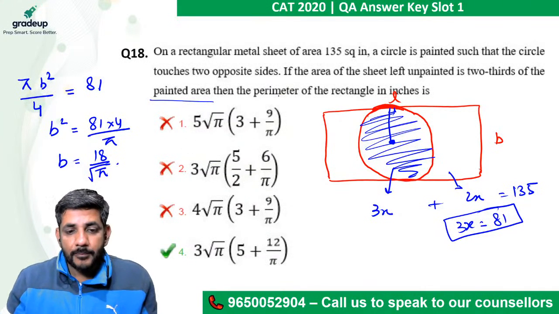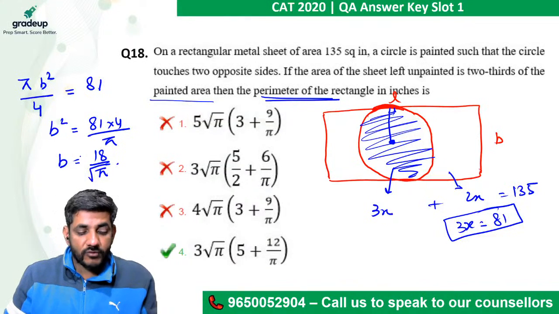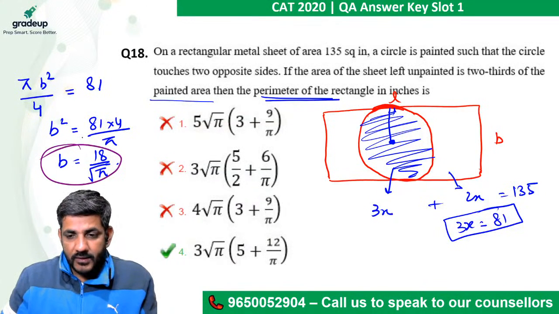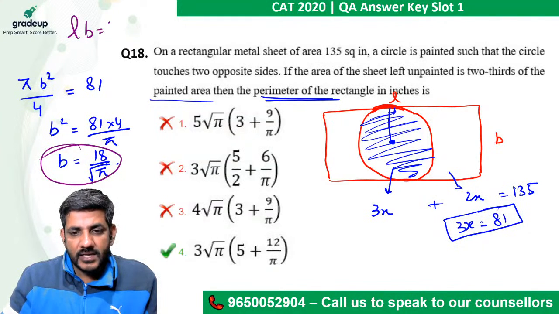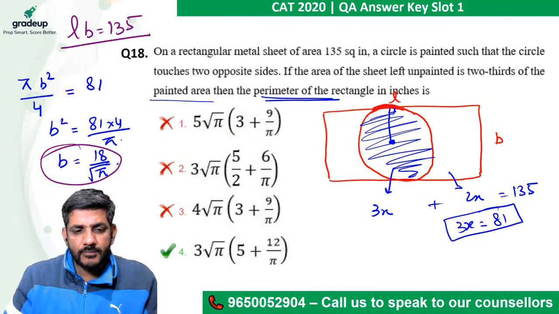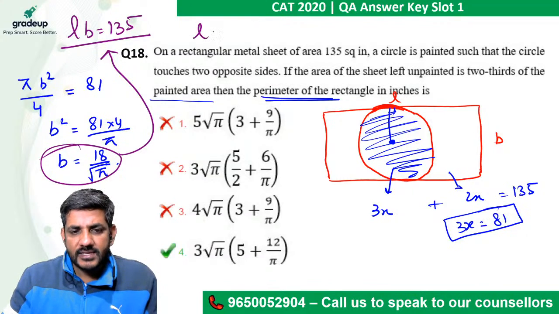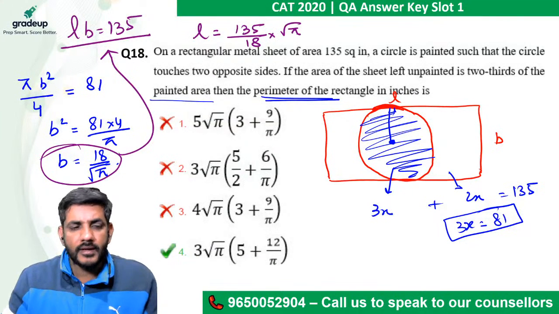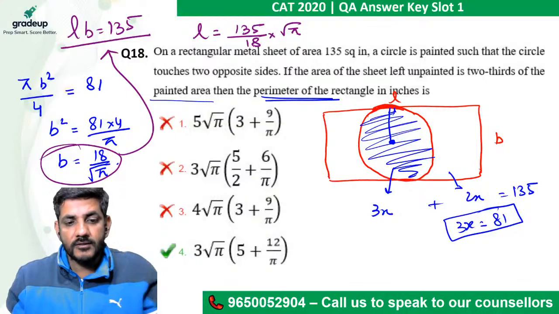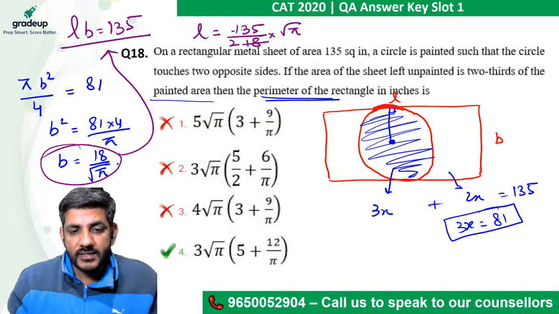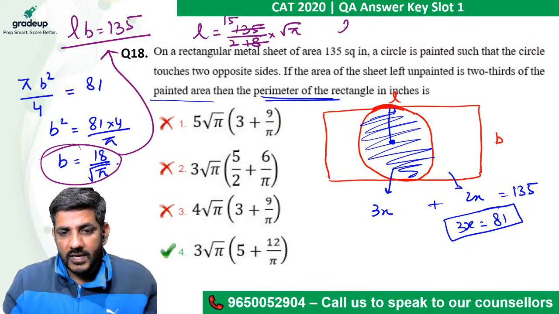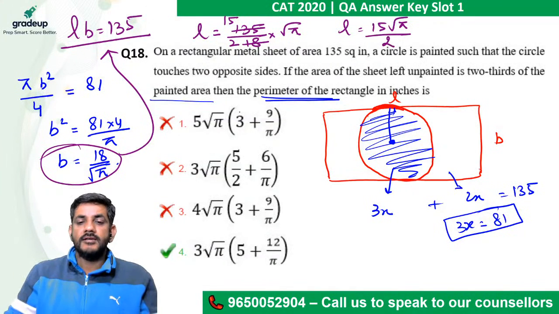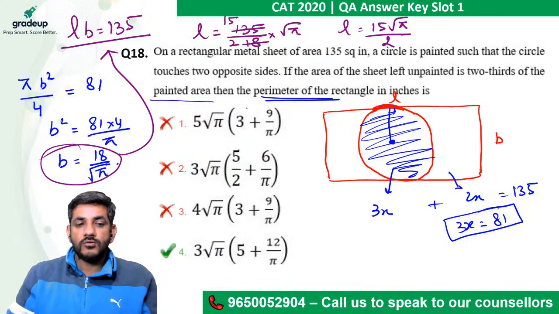He is asking then the perimeter of the rectangle. So now we have got the breadth of the rectangle, and we also know the area. Area is L into B, that is 135. So if I put this breadth here, can I say I'll get the length as well? Length कितनी आएगी? 135 divided by the breadth, so 18 divided by root pi. 9 2s are 18 and 15 9s are this. So length comes out to be 15 root pi divided by 2.